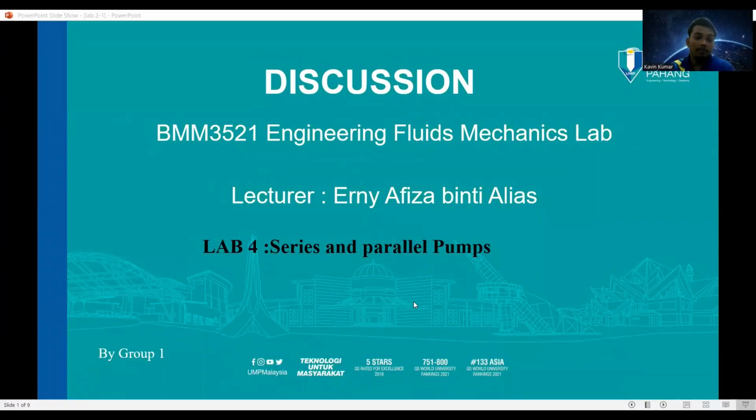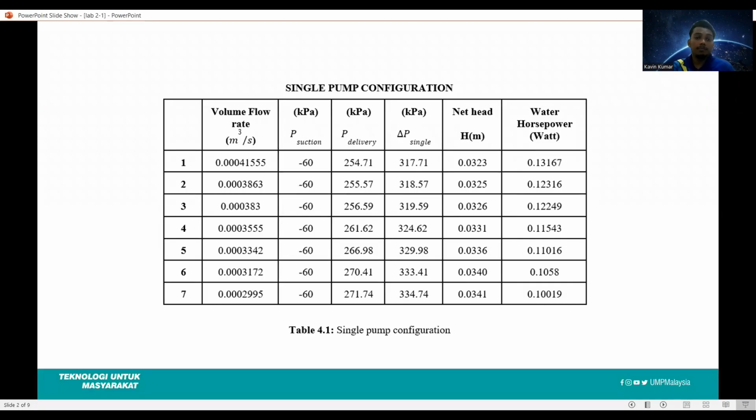Good day everyone, my name is Kavin Kumar and my ID number is MA19020. So today I'll be explaining the discussion part of the lab, which is entitled Lab 4 Series and Parallel Pump. As for the discussion part, we have managed to take three different sets of values for the experiment, which are for the single pump configuration, series pump configuration and parallel pump configuration.